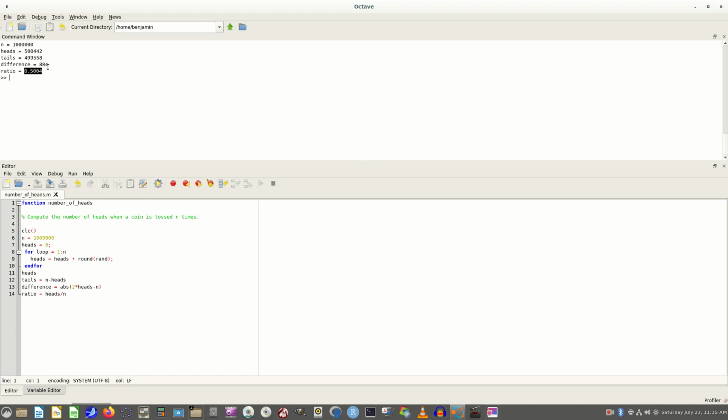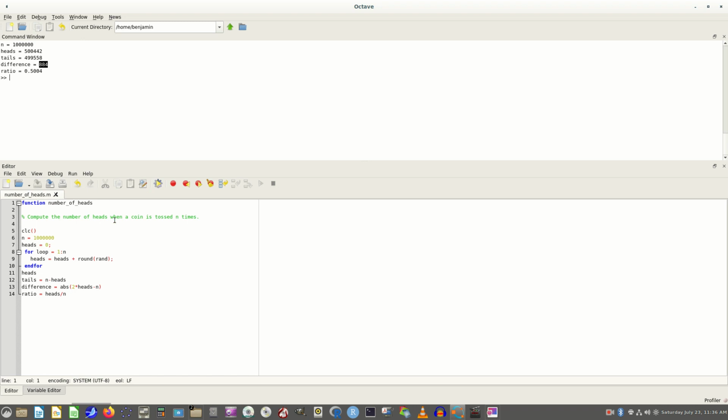But what's interesting about this is the difference. There were in fact 884 more heads than tails. So even though that ratio, the percentage of heads and tails, is both getting close to 50%, exactly as you'd expect, the magnitude of the difference between the two numbers of heads and tails is very large. So this is a simulation.